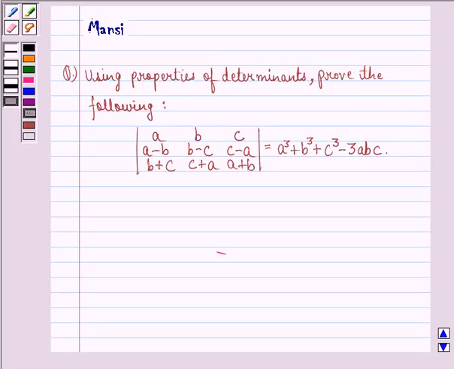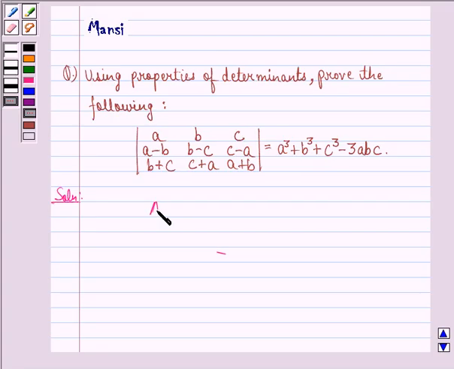Let's work out the following question. The question says, using properties of determinants, prove the following: determinant |A, B, C; A minus B, B minus C, C minus A; B plus C, C plus A, A plus B| is equal to A cube plus B cube plus C cube minus 3ABC. So let us start with the solution to this question.